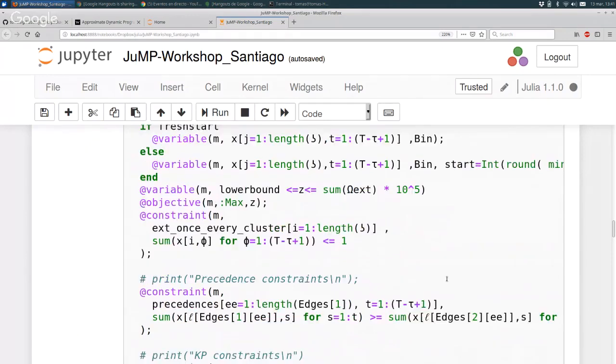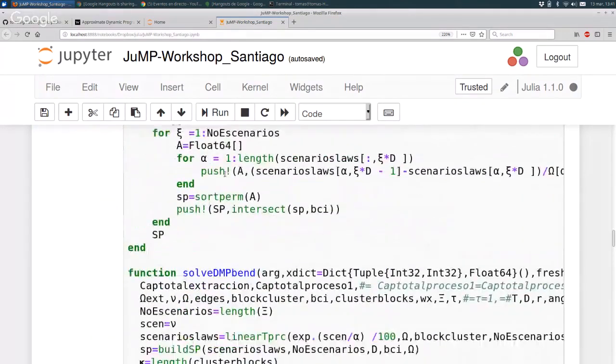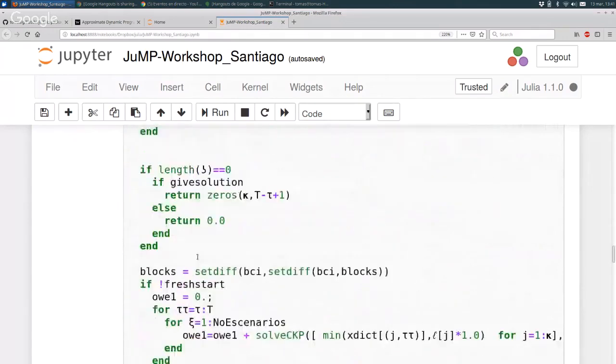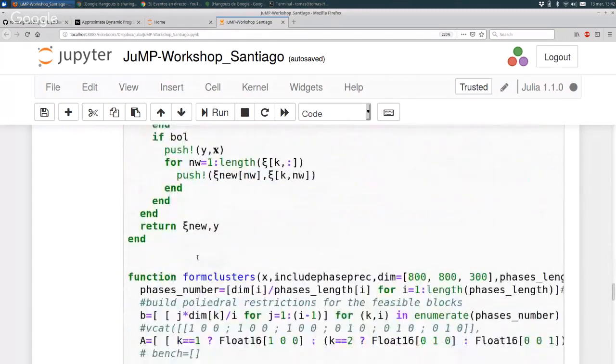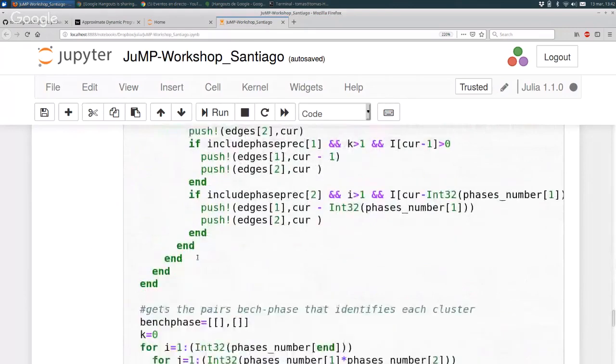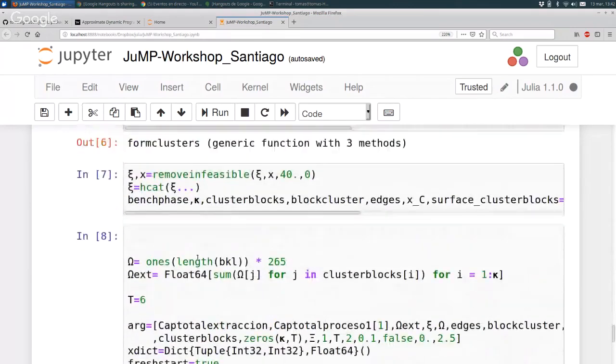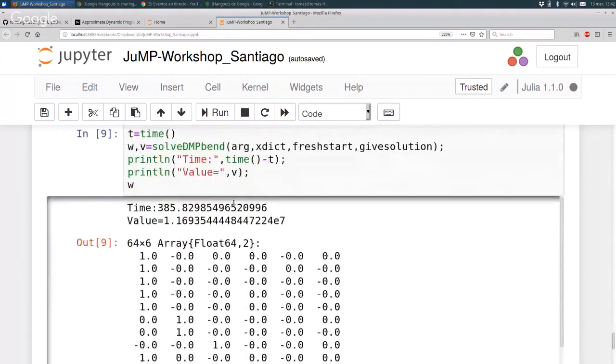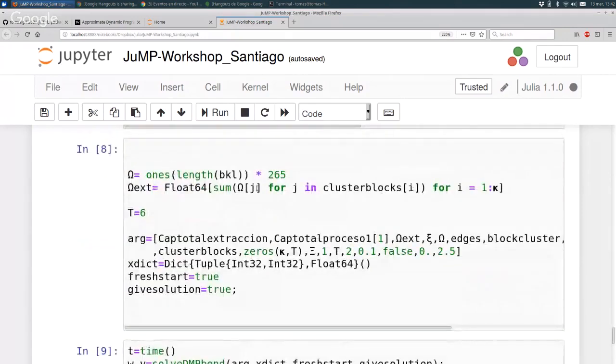So here I wrote the master. This is the one that I'm going to add the cuts to. And this is the whole function that solves the problem. I just set up the mine, set up the precedence constraints, the natural constraints you have on the blocks, that you cannot extract something before extracting something that is above it. And over here, I solved the problem for an instance with two scenarios that I generated at the beginning.